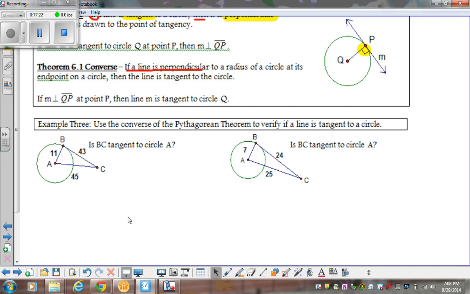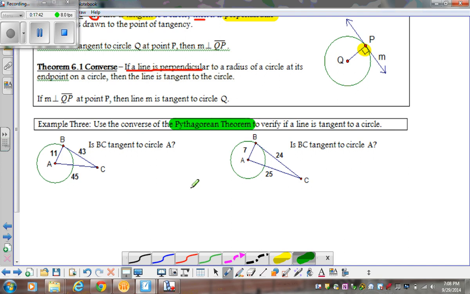So think back to some kind of equation you guys have learned for seeing if something is a right triangle. It gives you a little hint right up here in the example. It says use the converse of Pythagorean theorem to verify a line is tangent. If you remember Pythagorean theorem, good old Pythagoras, we've got a squared plus b squared, and that should equal c squared. So that's my Pythagorean theorem, and we're going to use that to determine whether or not this is tangent.